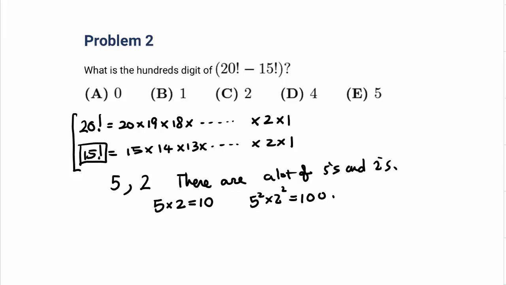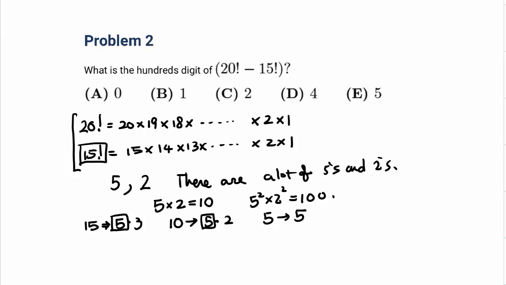15 has a 5, 5 times 3. I'm going to write down 5 times 3. 10 is 5 times 2, so we have another 5. And 5 itself has another 5. So there are three 5s. And you can see there are so many 2s.